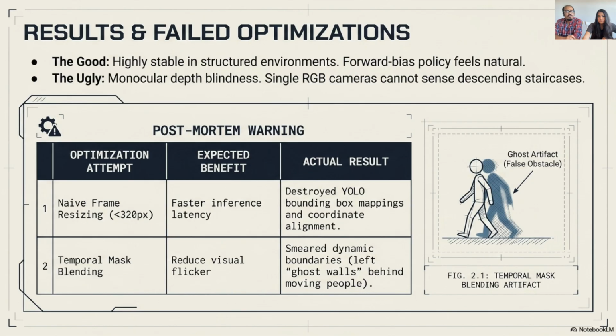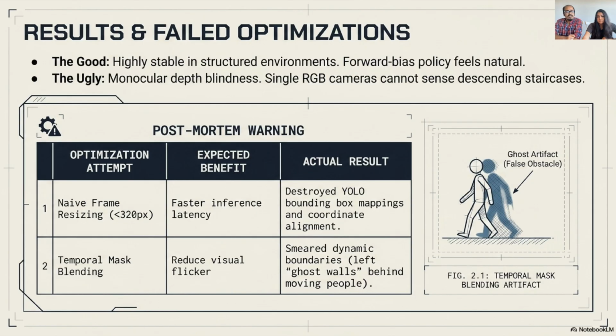The ugly: monocular depth blindness. A single RGB camera fundamentally cannot sense a descending staircase. The visual cue requires depth perception, which we don't have. This is a hard architectural limit, not something a better model can fix. It is the highest priority item for the next phase.